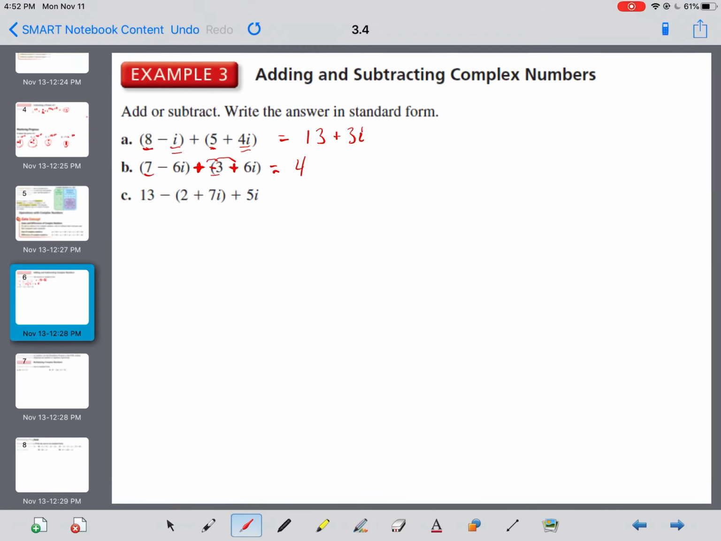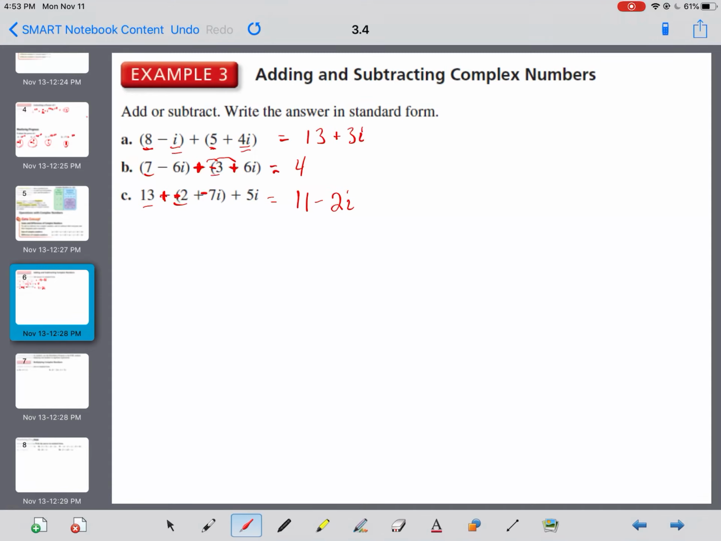Okay, I've got a negative here in front of the 2 and the 7i, so I'm going to distribute that in. It's going to make that a negative 2, and it's going to make it a negative 7i. The negative 2 and the 13 are like each other. 13 and negative 2 makes 11. The negative 7i and the 5i are like each other now, and that's going to be minus 2i. That's all it takes. Just do the likes and the likes.